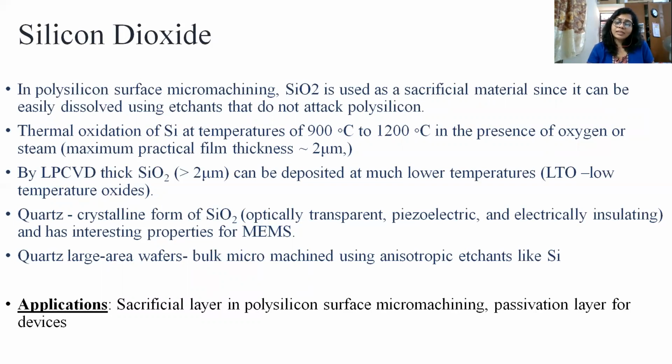Now quartz is the crystalline form of silicon oxide. It also has various applications, say optically transparent, it is piezoelectric, electrically insulating, and has interesting properties for MEMS. So silicon dioxide has been used as a sacrificial layer for surface micromachining and as a passivation layer for devices.